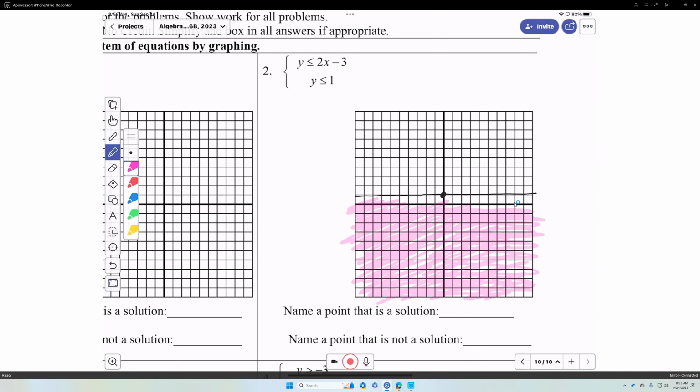Some students have a hard time with this, but remember that when you have y equals, it is a horizontal line. When it's a constant like that, y equals 1. But in this case, it's y less than or equal to 1.